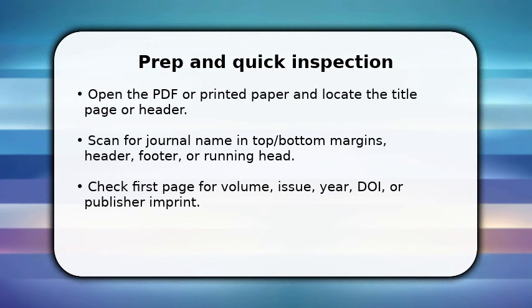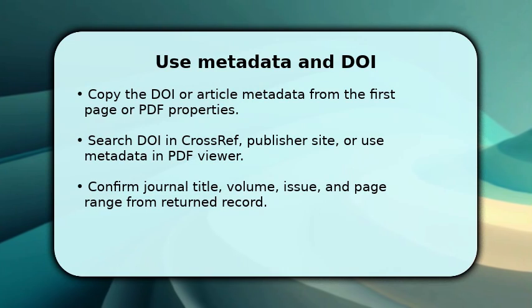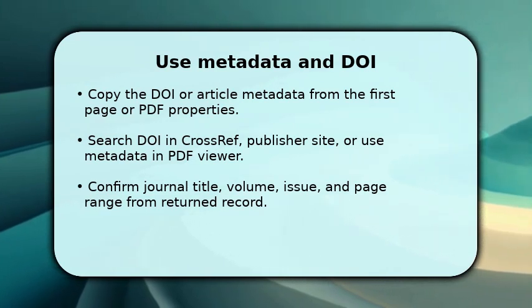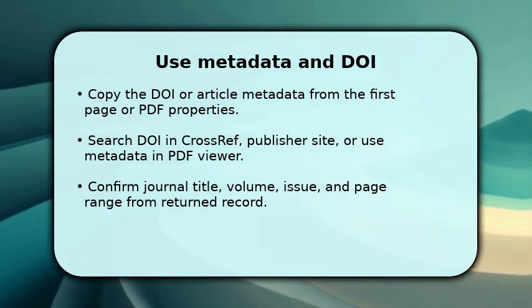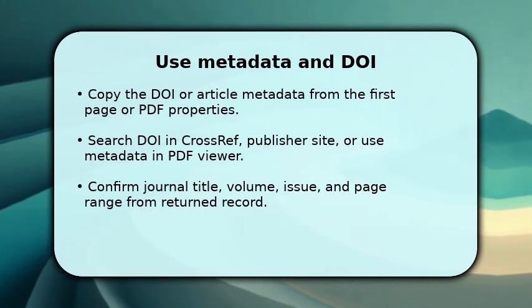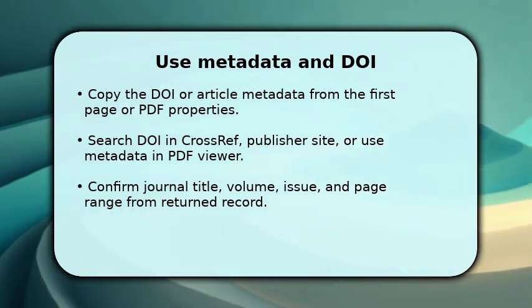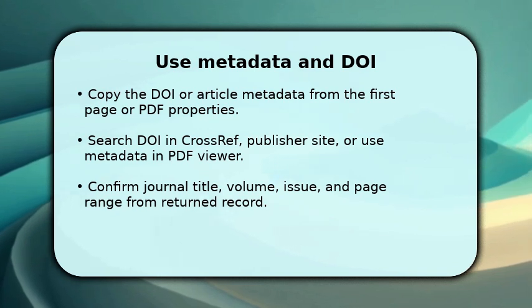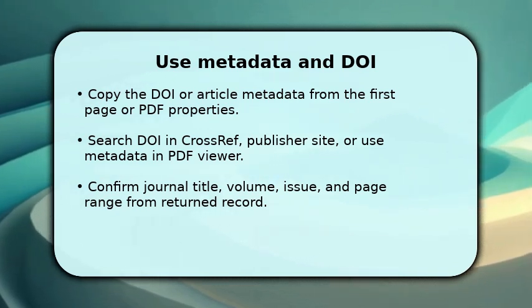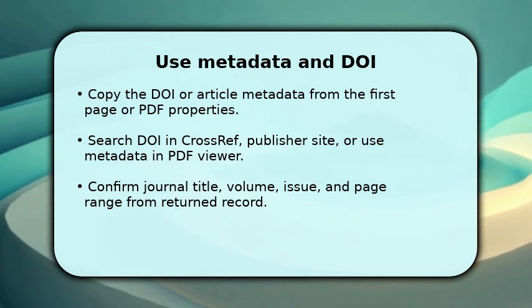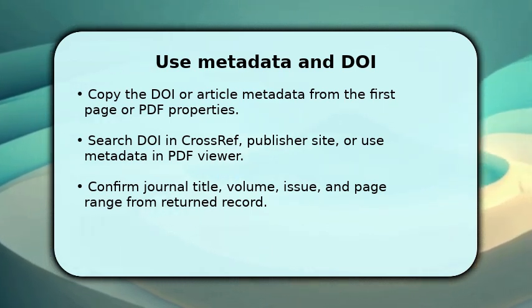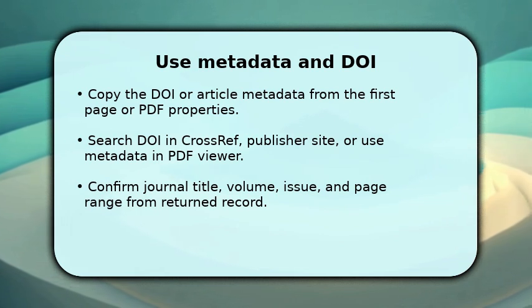Once you have a DOI or metadata, paste it into Crossref or the publisher search. This reveals the full journal title and publication details. You can also open PDF properties. Many files include title, author, and producer fields that list the journal. Make sure to compare the returned journal title to any abbreviation you found earlier. That resolves ambiguity. If Crossref returns multiple records, match volume, issue, and page range.